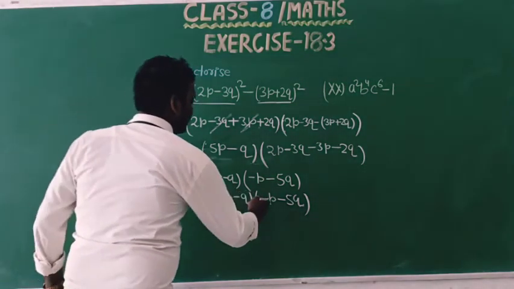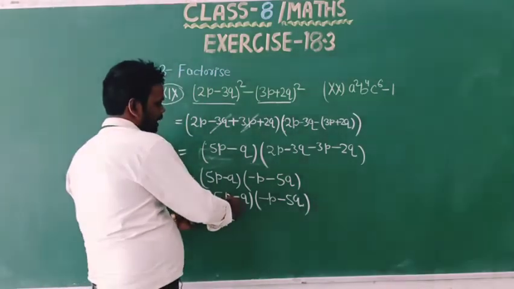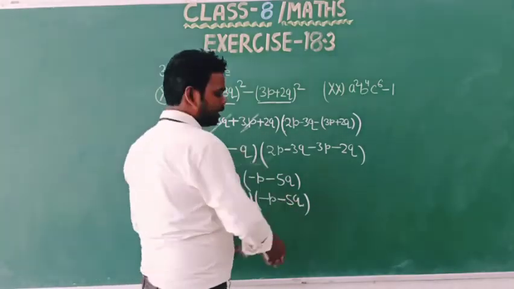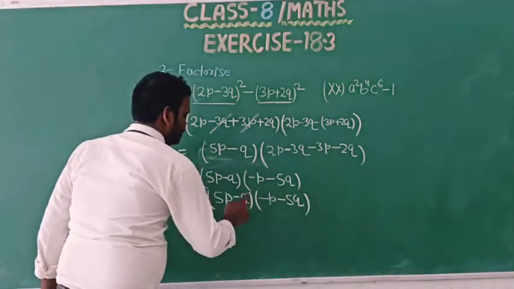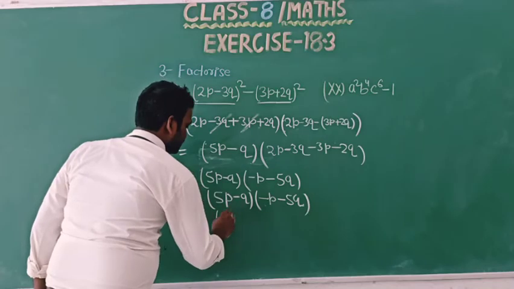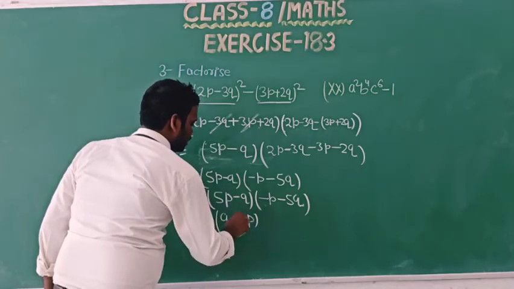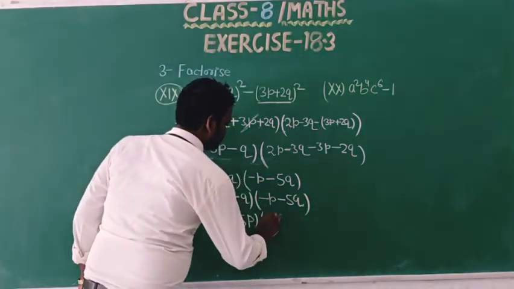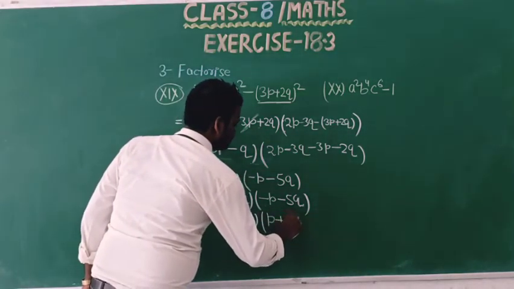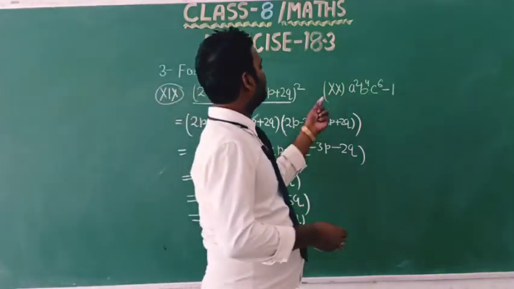Okay, we are taking a negative sign in the first bracket, and in the second bracket also taking a negative sign. So negative into negative becomes plus, and this becomes (q - 5p) and, after taking common, (p + 5q). So this is the required answer. Now move to the 10 part.